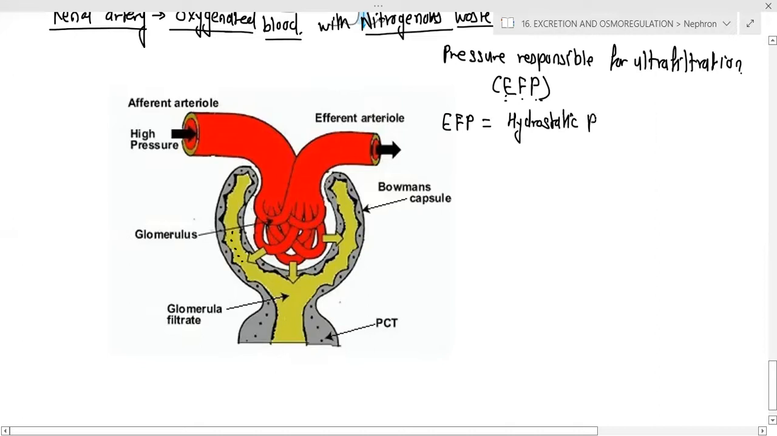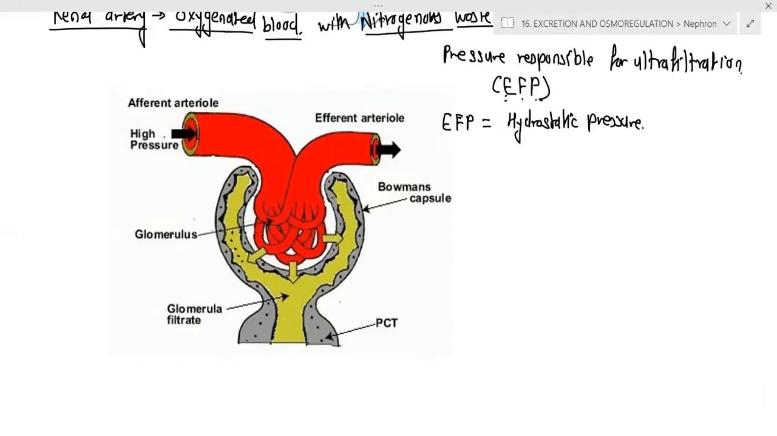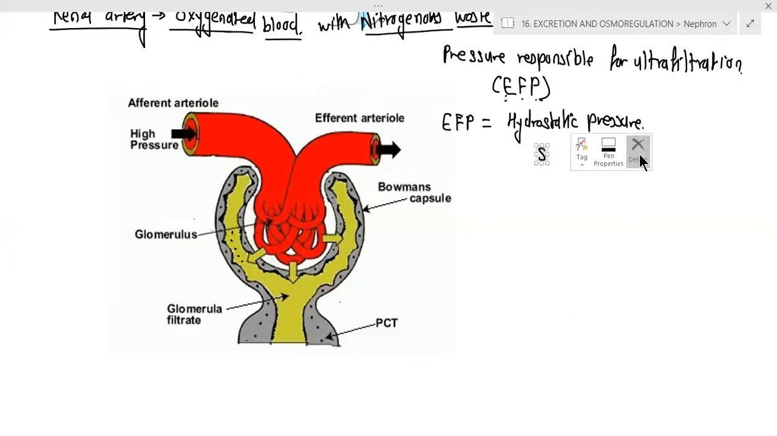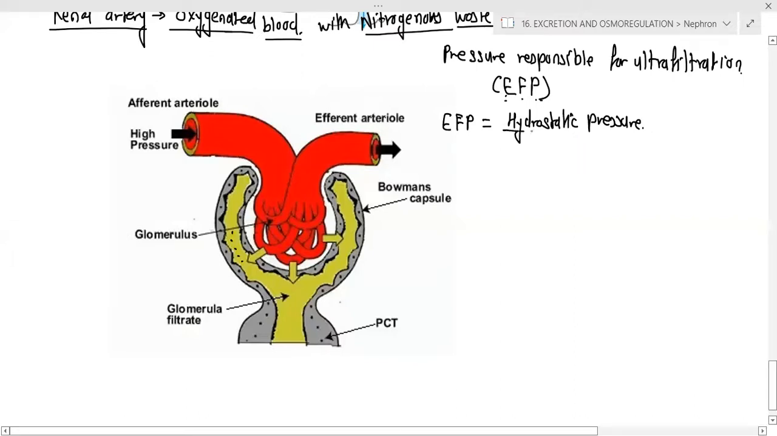Now you know what hydrostatic pressure is. Hydrostatic pressure is created due to the larger diameter of the afferent and smaller diameter of the efferent arteriole, correct? Now we even know its value, 50 mm of Hg. We will write it a little later. Remember, this hydrostatic pressure causes filtration. Agree? It is a positive pressure. But there are other pressures which oppose filtration. They don't want filtration to take place. So effective filtration pressure is positive pressure minus negative pressure.